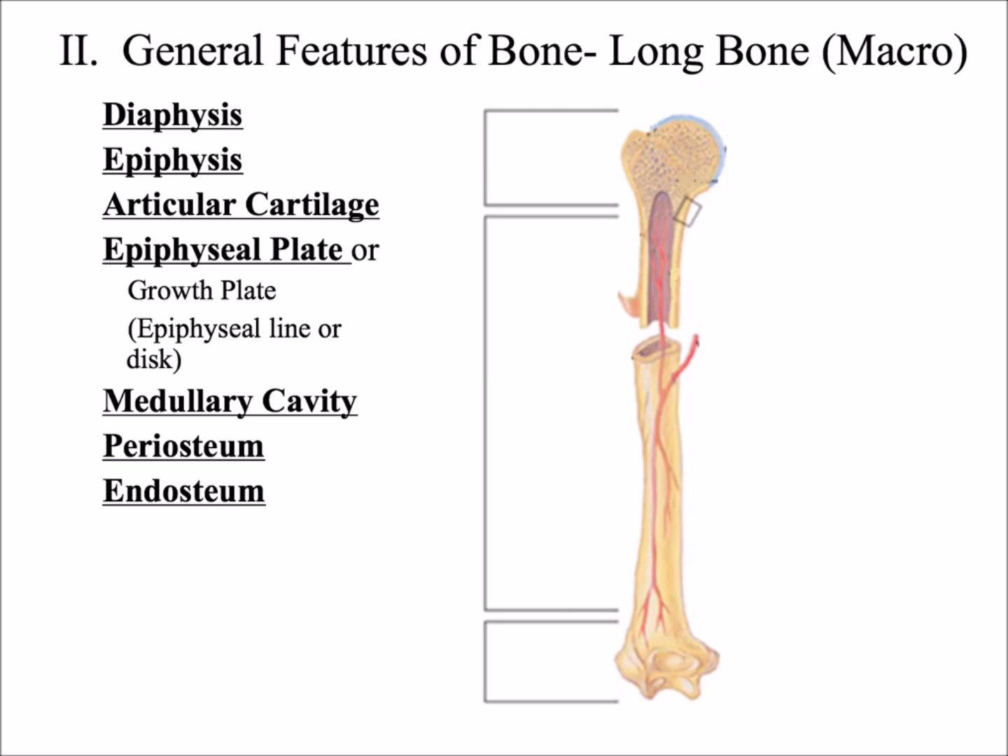The next structure is called the medullary cavity. The medullary cavity is this hollowed chamber that runs the length of the diaphysis. Within the medullary cavity is where you'll find a substance called red bone marrow.